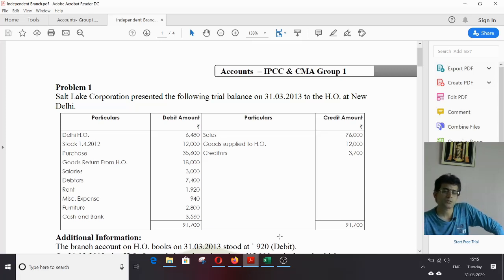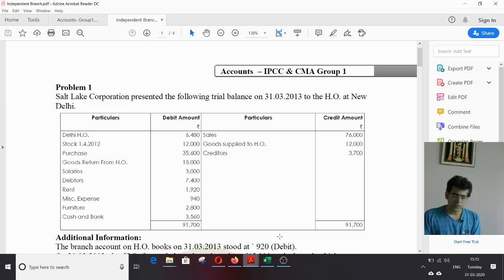So in this case, Salt Lake Corporation being a branch prepared its trial balance and the trial balance is forwarded to the head office, so that head office will incorporate this trial balance and prepare the consolidated financial statements. Now let us see what is given.